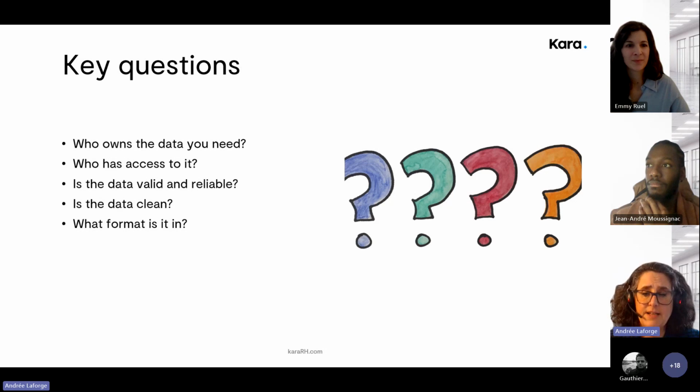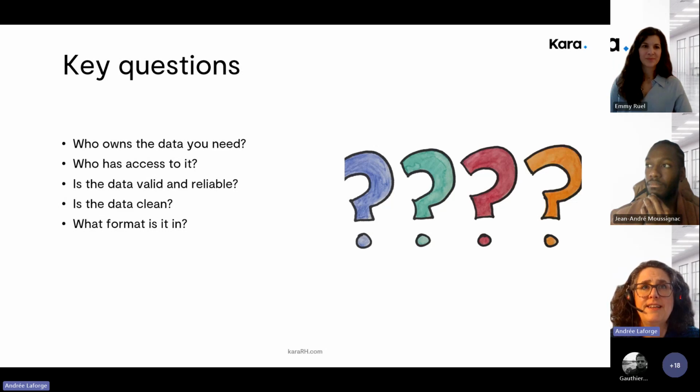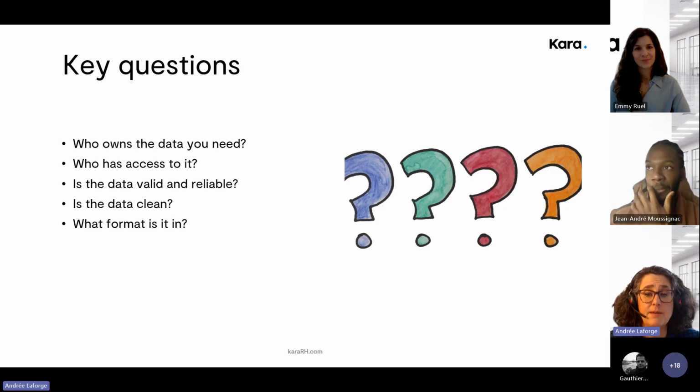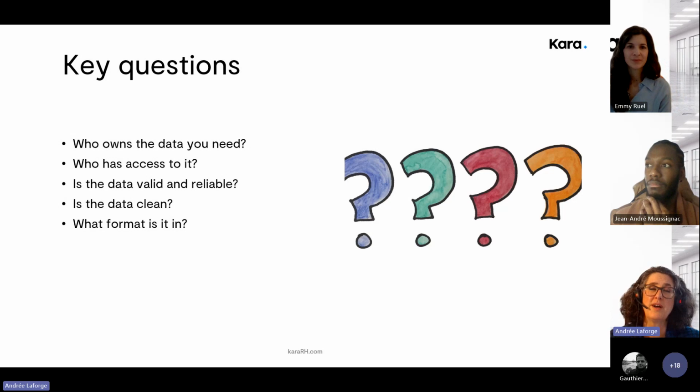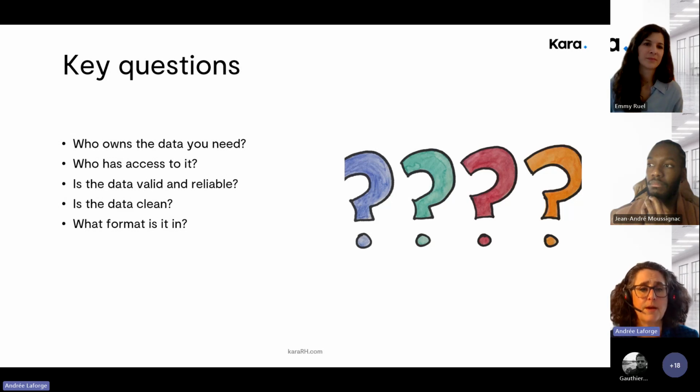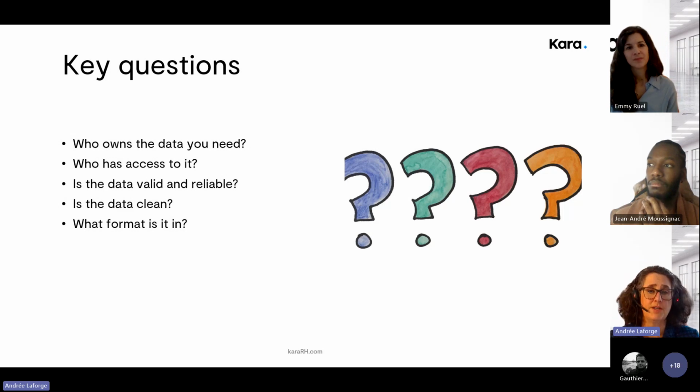You will also need to assess the validity, reliability, and cleanliness of the data. Are your data accurate, consistent, and free from errors or inconsistencies? You will also need to evaluate the format and accessibility of the data. Are the data easily extractable from your system and available in a usable format? When you buy a new system, newer systems usually have the possibility to extract the data easily, but it should be a requirement when you buy a new HR system. Make sure that you are able to extract the data from it.